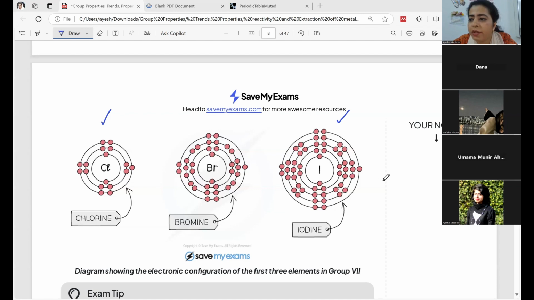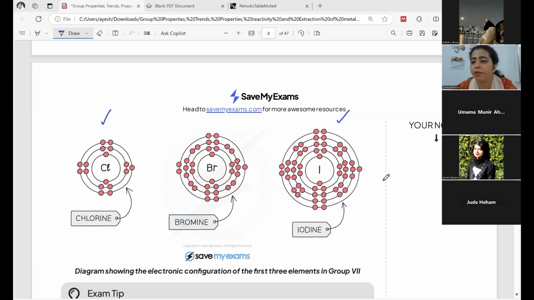Okay, Mariam, Jood, and Wafia, all three explained it right. All three explanations are correct. So I can just revise it again, repeat it again for other students. So basically, as we said, group one was metals. Metals have to lose electrons. So the bigger the size, the farther the outer shell is from the nucleus, the easier it was to remove the electron.